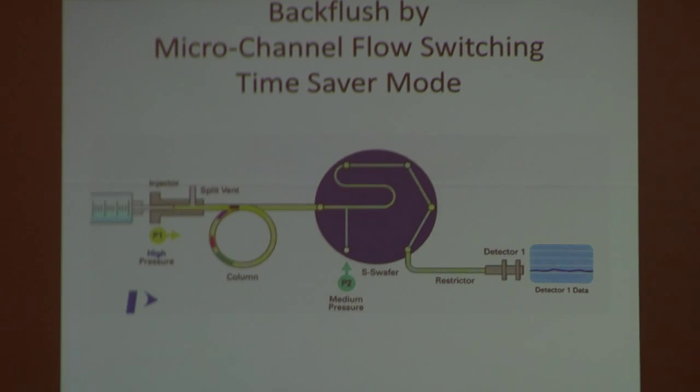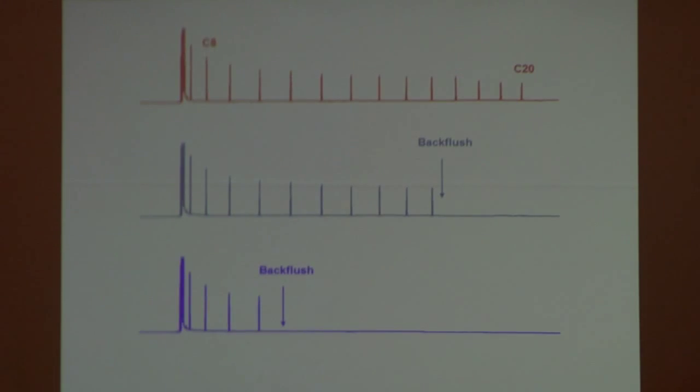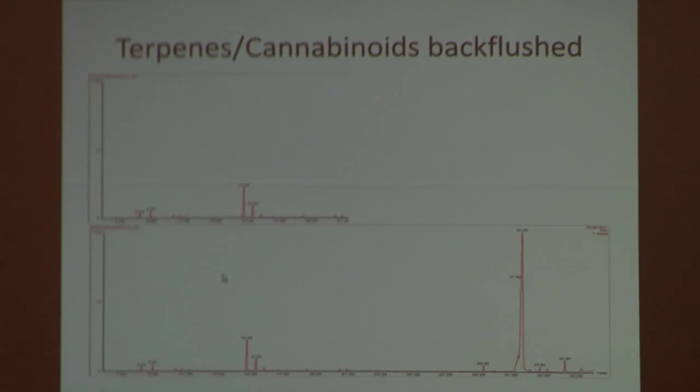We can actually turn the carrier gas around and make it flow backwards. Whereas this might be one chromatogram, these aren't cannabinoids, but this is one typical chromatogram, and if I chose only to look up to there, I can save time. If I chose only to look up to here, I could save time. So now I could have the terpenes and the cannabinoids back flushed, and here we have everything including the cannabinoids. Here we have the same sample without looking at the cannabinoids.